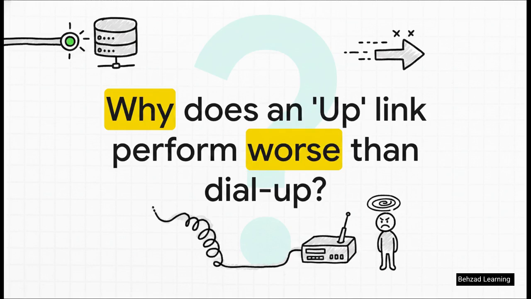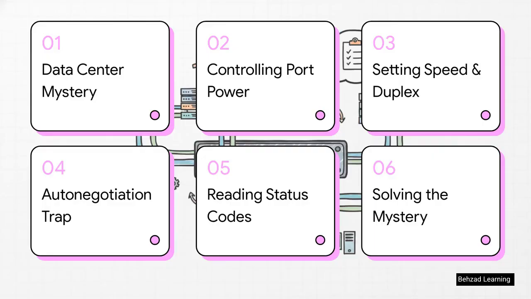Why? Well, stick with me, because by the end of this, you won't just know the answer to this mystery, you're going to know exactly how to fix it. Okay, so here's our roadmap. We'll start with our data center mystery, move to controlling port power, setting speed and duplex, navigating the auto-negotiation trap, reading interface status codes, and finally, solving our network mystery.